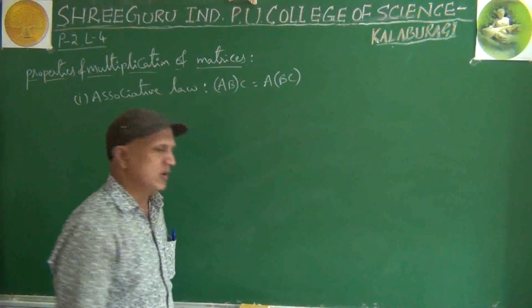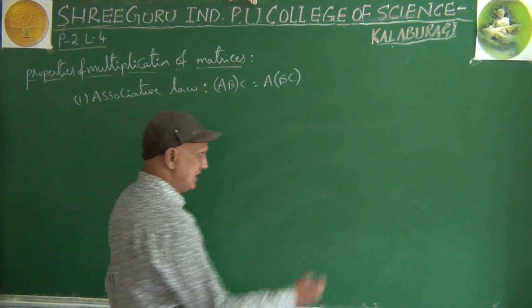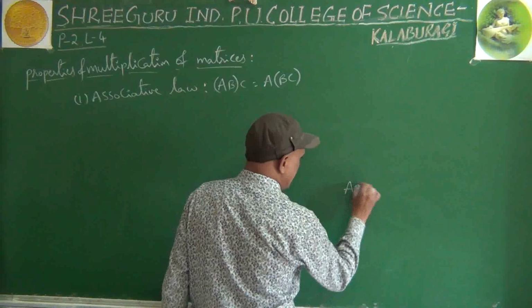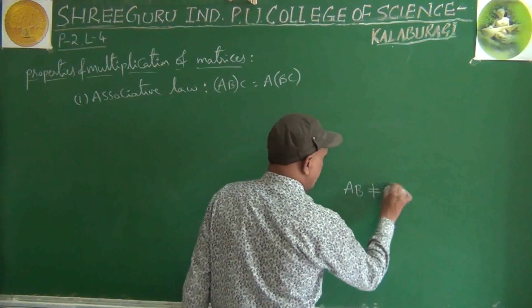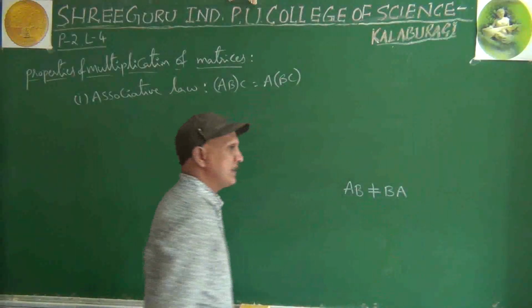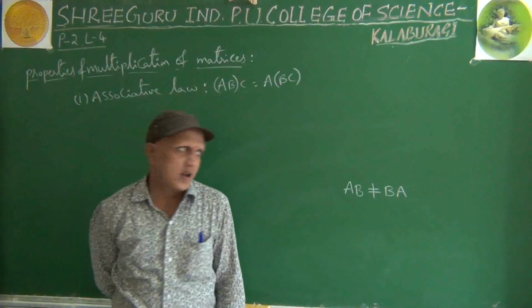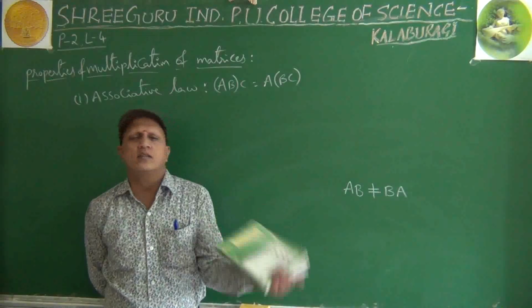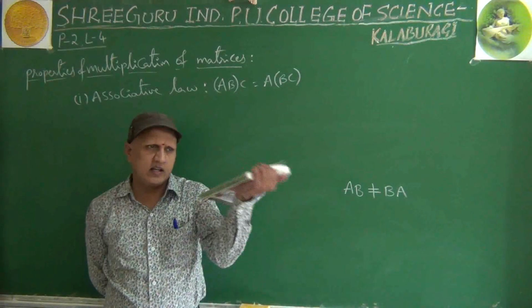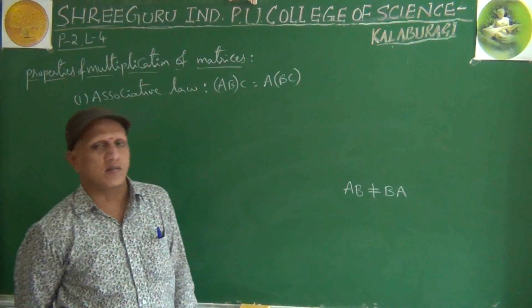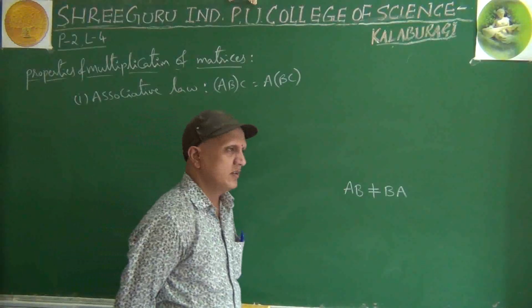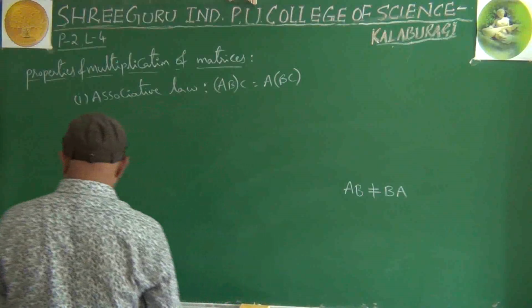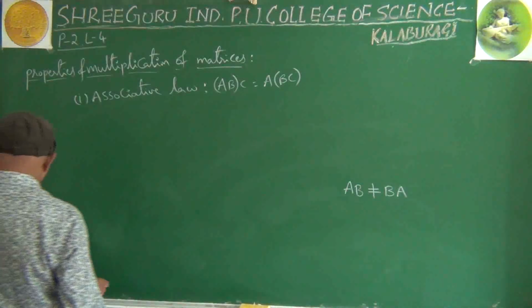The commutative law does not hold in matrices. AB is not equal to BA for all cases. Somewhere, in a rare case, it may happen, but not in every case. In general AB is not equal to BA, right? The commutative law does not hold here.